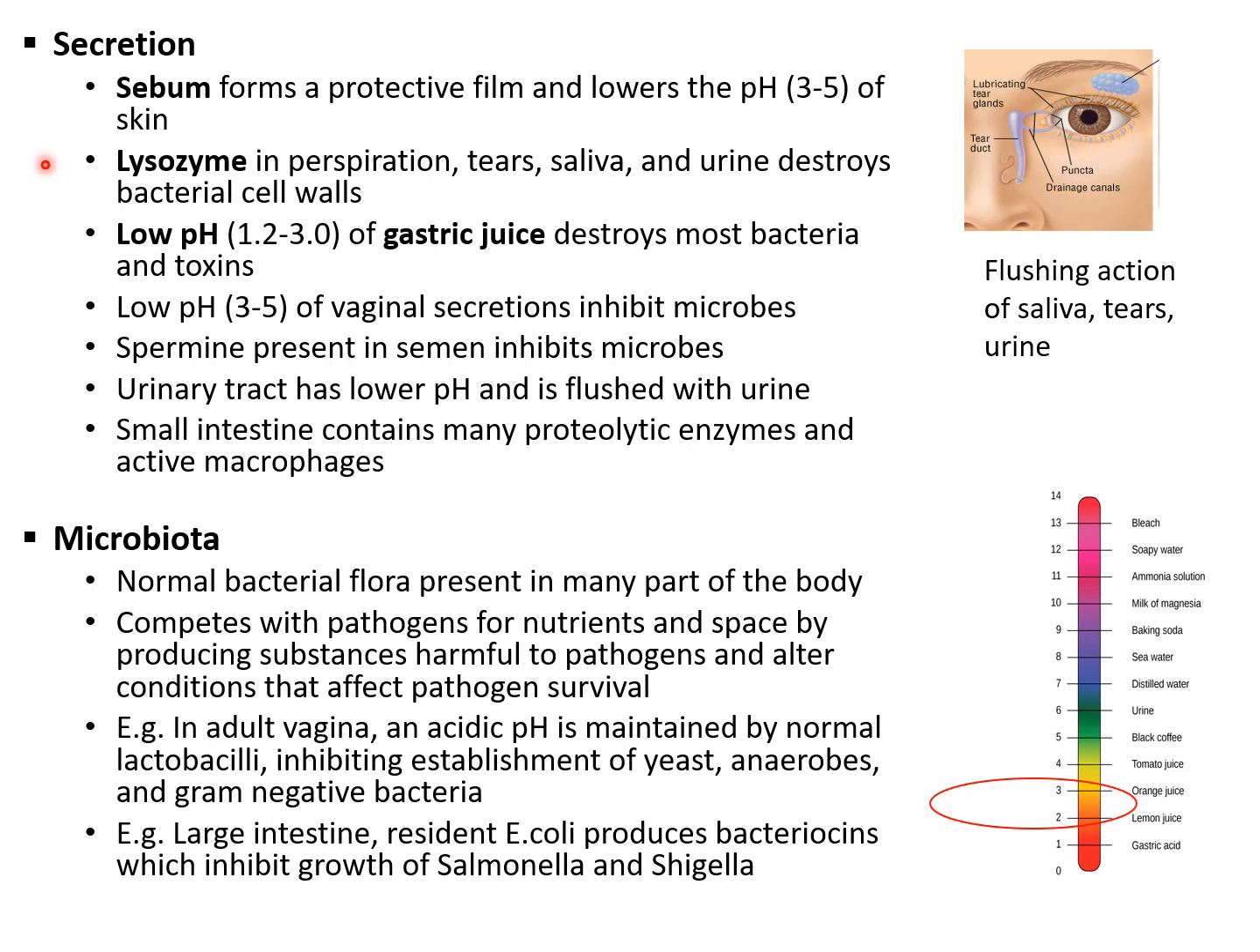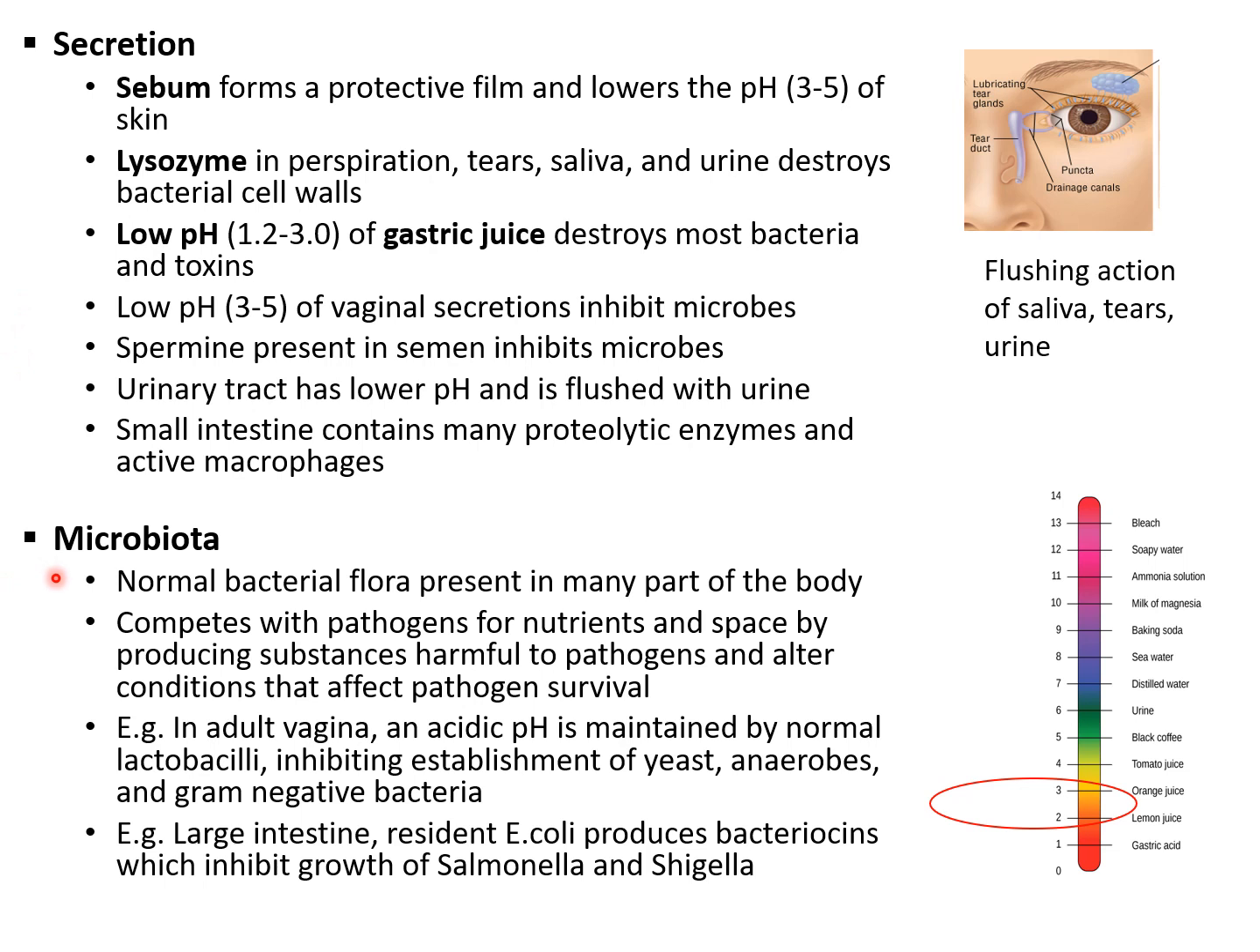The low pH of sebum on skin, gastric juice in the stomach, vaginal secretion, and urinary tract destroys and inhibits the growth of bacteria. The small intestine also contains many proteolytic enzymes that inactivate microbes.